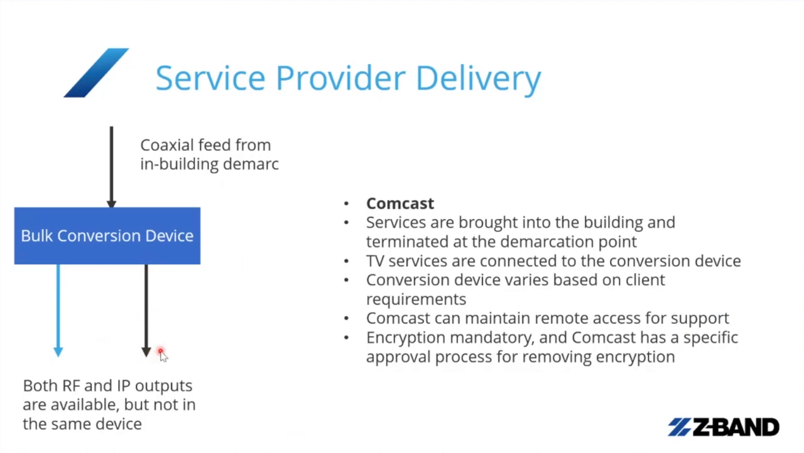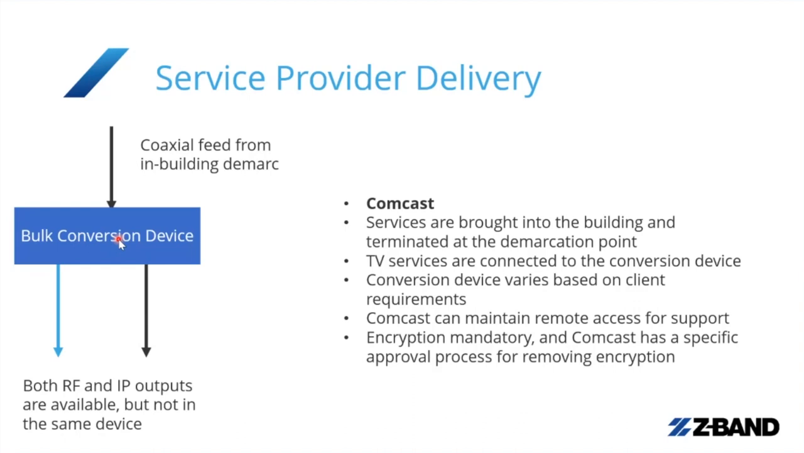So even though Comcast is kind of bringing it in, and on this QAM input, you have the ability to go either direction, it is a different device and gets specified during the implementation process which direction you want to go. Are we doing coax or multicast? What encryption is supported on that multicast?